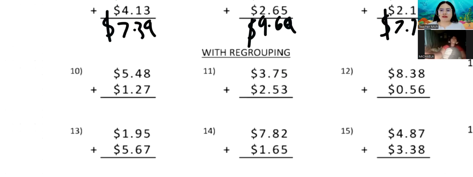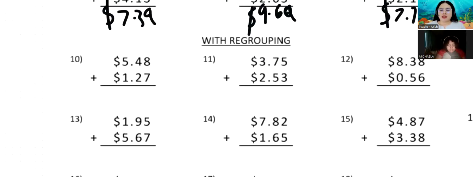Okay, so what if we have here, Michaela, regrouping? So how do we do the regrouping? First, we need to add 7 and 8, and that is equal to 15. Very good. So that is 5. Can you please write again 5? And then you regroup 1.